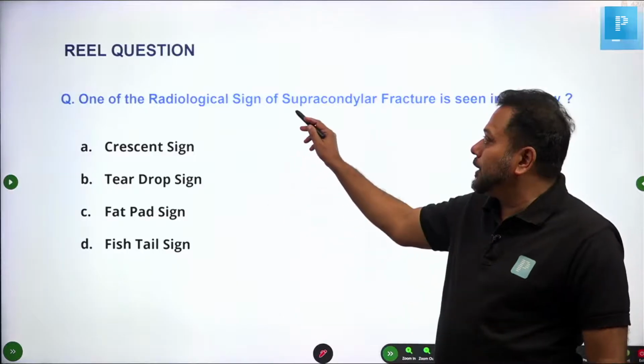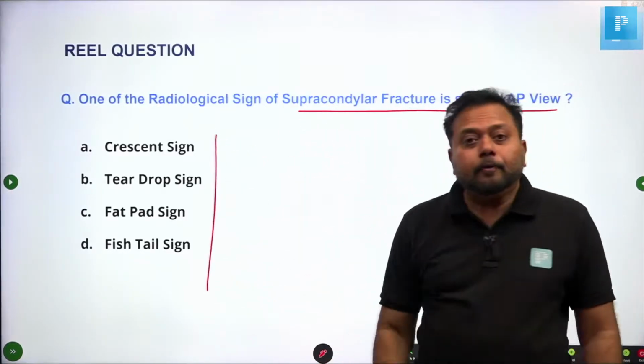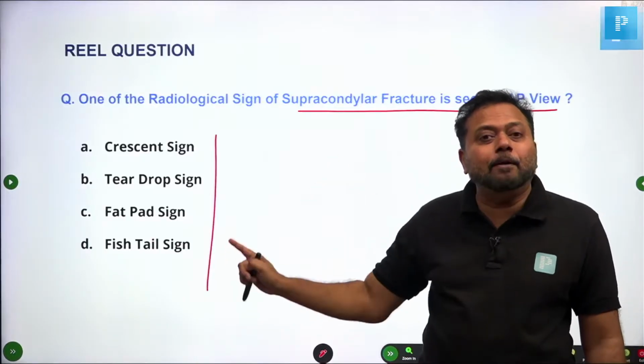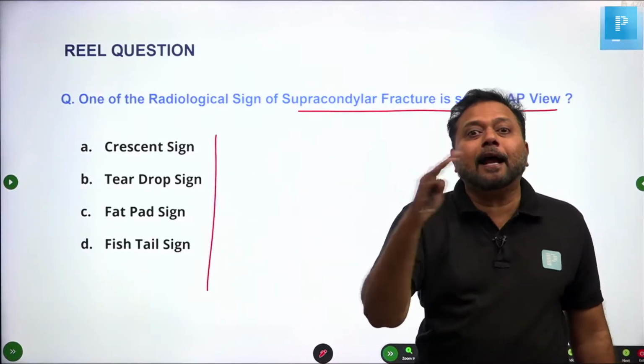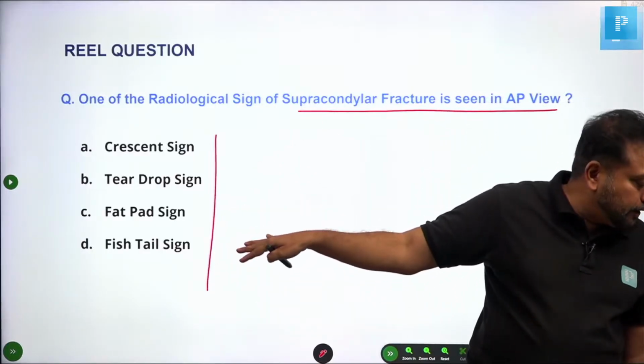One of the radiological signs of supracondylar fracture is seen in the AP view. All the 4 are radiological signs of supracondylar fracture. Only one is seen in the AP view. All the other 3 are seen in the lateral view. That's the question. I just want to check how you understood this.